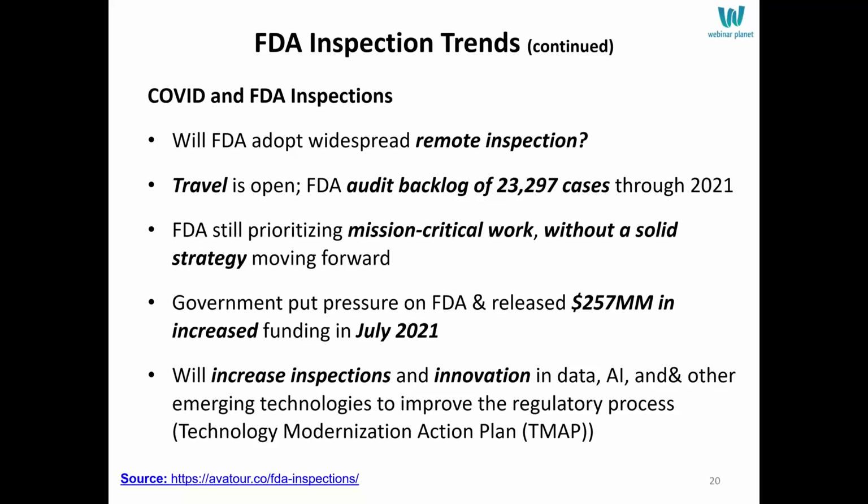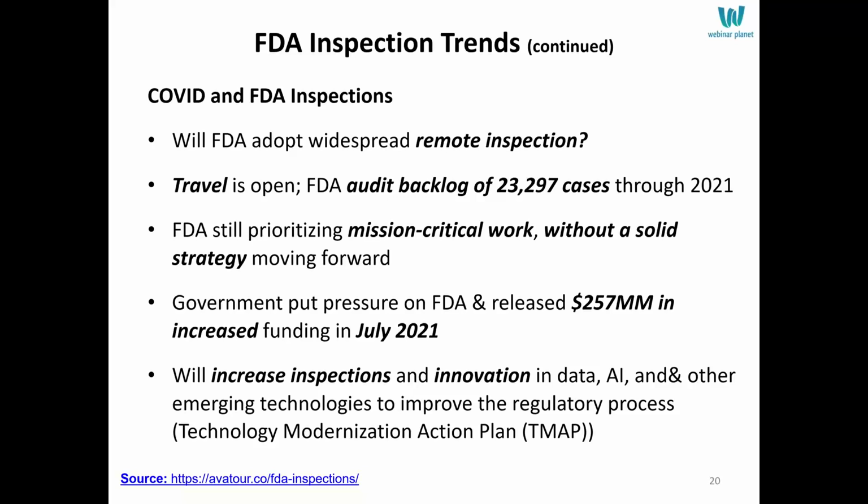And the government put some pressure on them to release $257 million in increased funding in July of 2021 to use. Half of it was to be used for increased inspections, the other half for innovation of data, artificial intelligence, and other emerging technologies to improve the regulatory process.